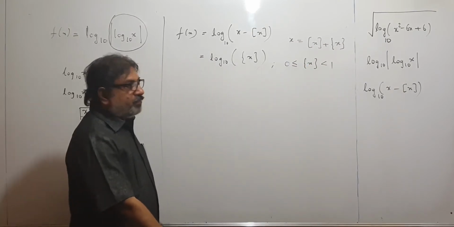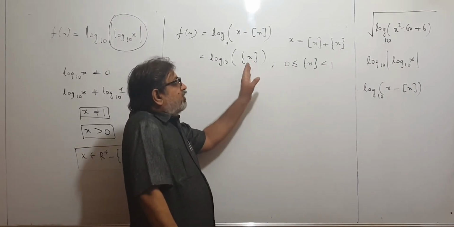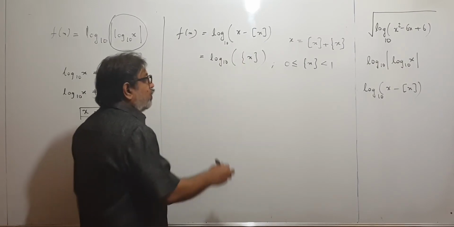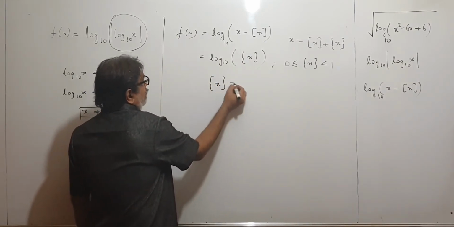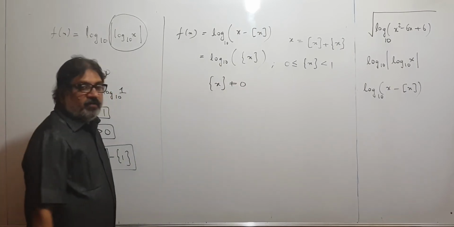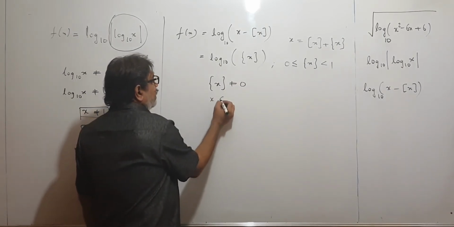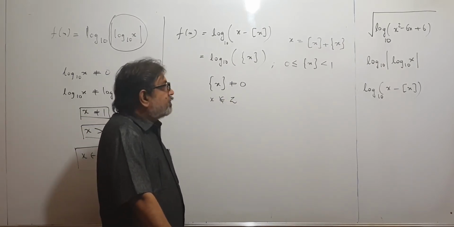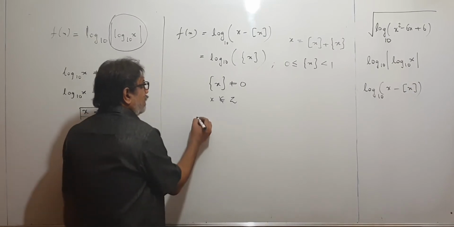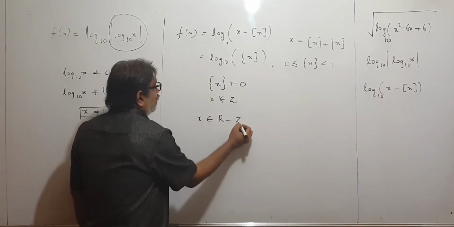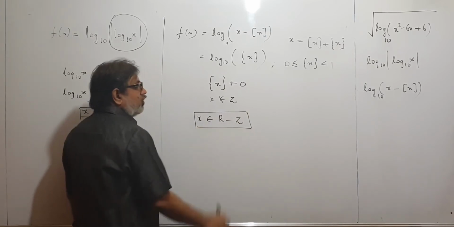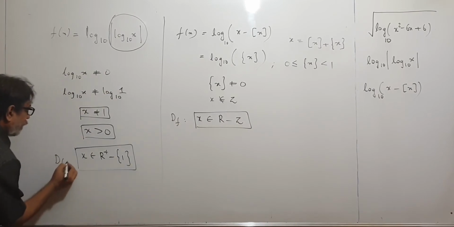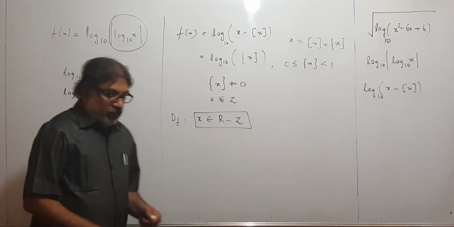This is the range of the fractional part. So as long as it is greater than 0 and less than 1 it is okay because the log will exist, but it should not be 0. So we don't want the fractional part of x to be 0. And we know the fractional part of x is 0 for all integers. That means x should not be an integer, because as soon as x is an integer, its fractional part will become 0. So what is the restriction? x should belong to R minus Z. This is the answer for the domain. Okay? Please pause and copy, children.